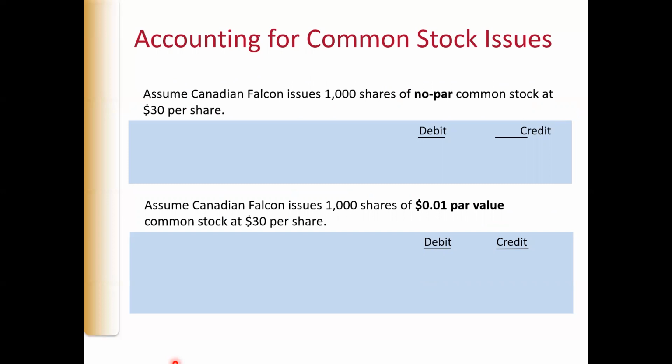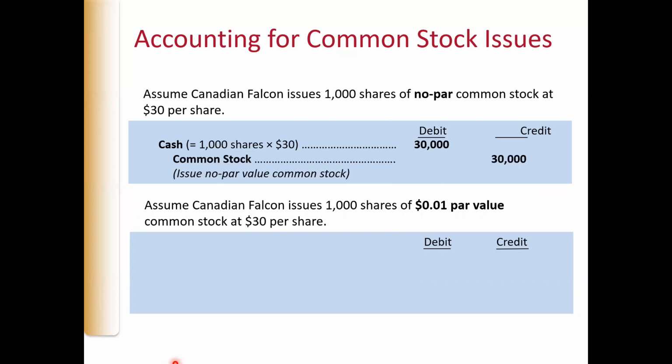So in this example, Canadian Falcon issues 1,000 shares of no par common stock at $30 per share. When stock is treated as no par, we debit the cash and we credit common stock for the full amount.